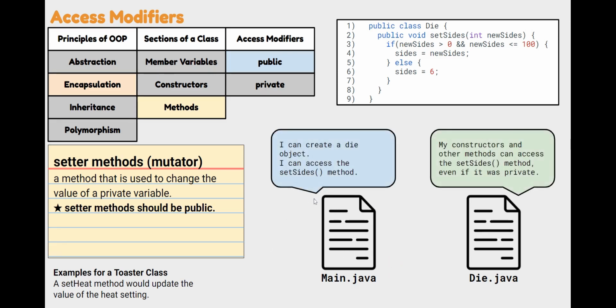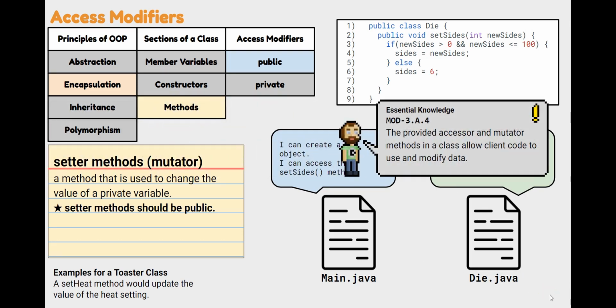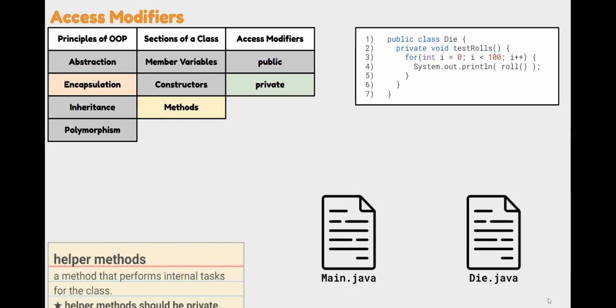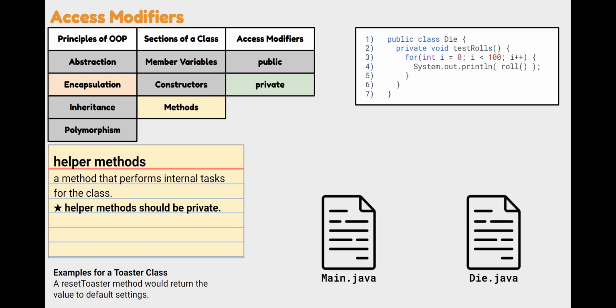So outside of the class, they can create a die object and they have access to the setSides method, and everybody inside the die.java file has access to the setSides method. This aligns with our learning objective. The provided accessor and mutator methods in a class allow client code to use and modify data. Our fourth and final type of method is a helper method. That is a method that performs internal tasks for a class.